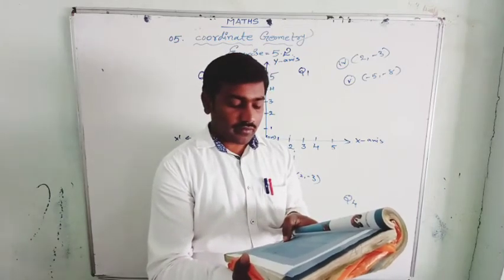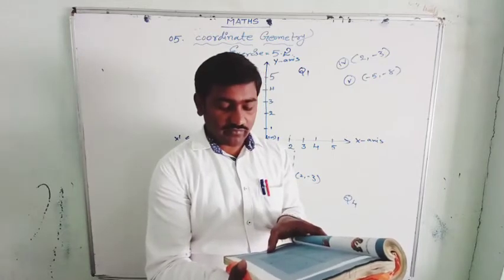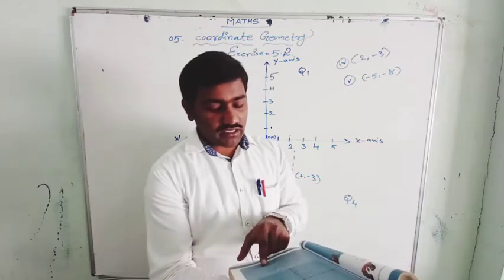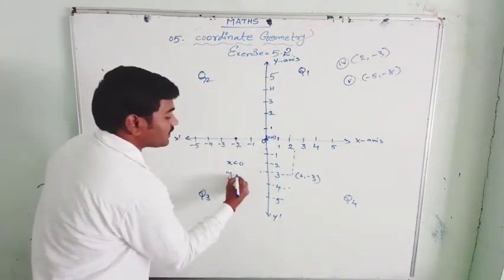The point minus x comma minus 5 lies in the first quadrant, where x is less than 0 and y is less than 0. Already told you that x is less than 0 and y is less than 0.